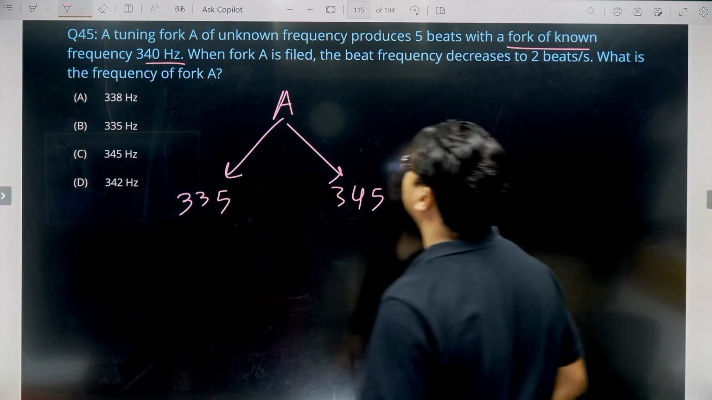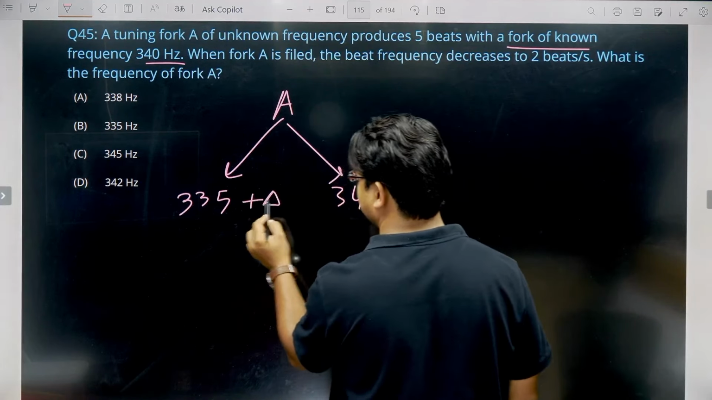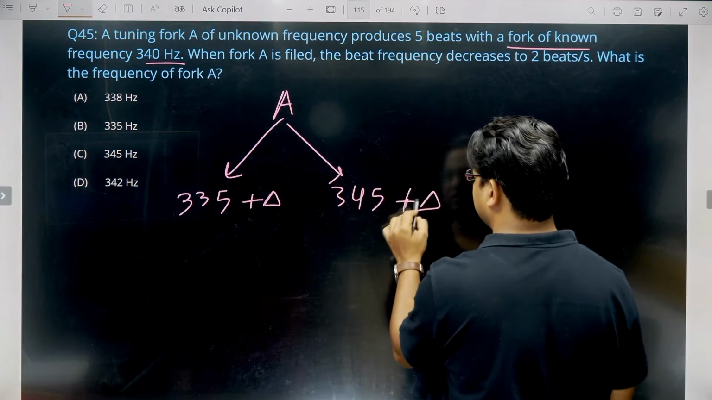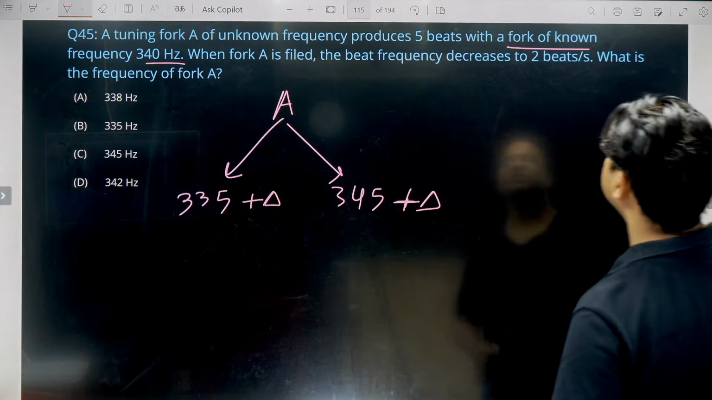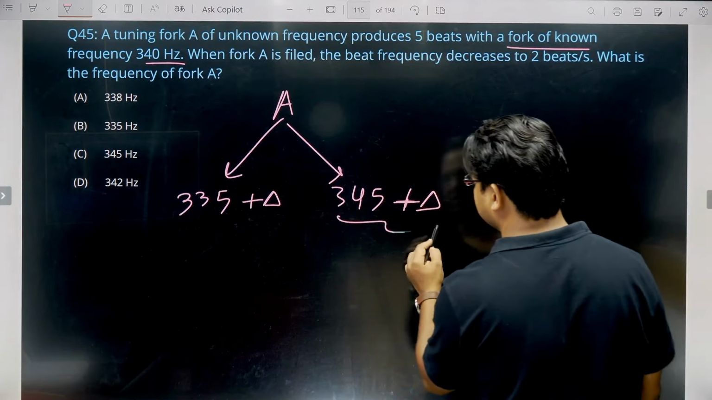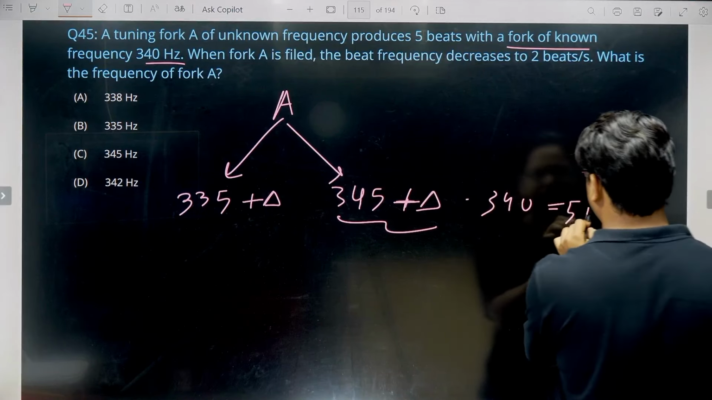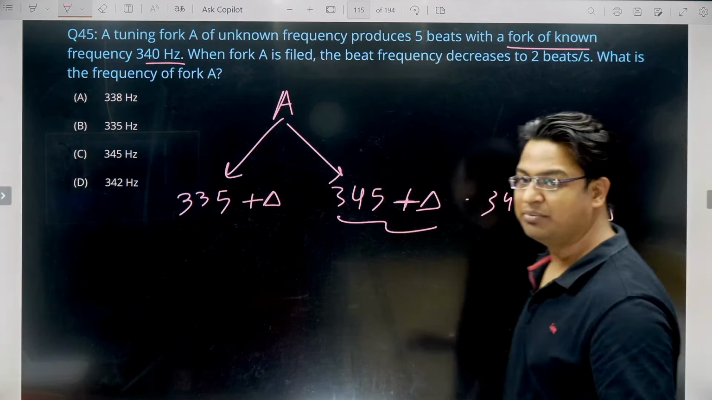Okay, now when fork A is filed, so filing increases the frequency by some amount. It increases the frequency by some amount. The beat frequency decreases to 2 beats per second. Now understand this. If this minus 340 was 5 earlier, now it will become 5 plus delta. So the beat frequency will become more than 5.